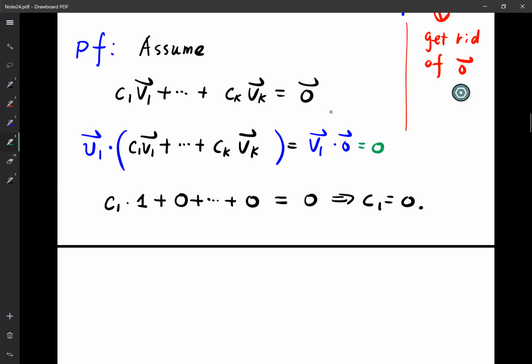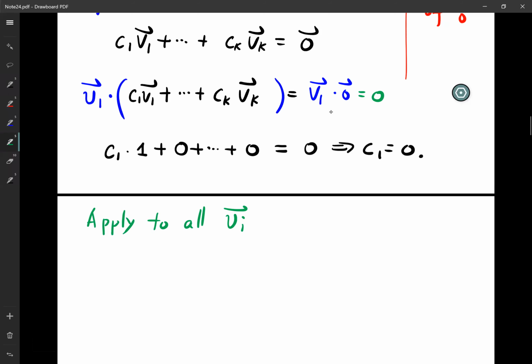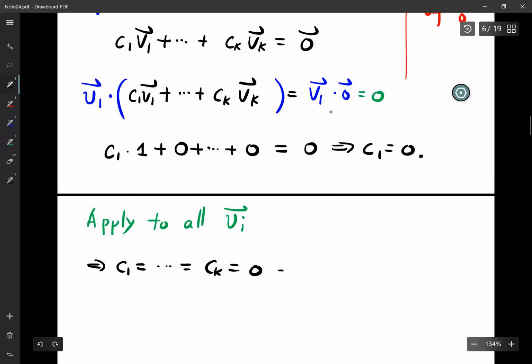Yes, thanks. Any other question? Now I apply this to every vi. I take v2 dot, v3 dot, and then I get c1 through ck are all 0, and therefore linear independence.